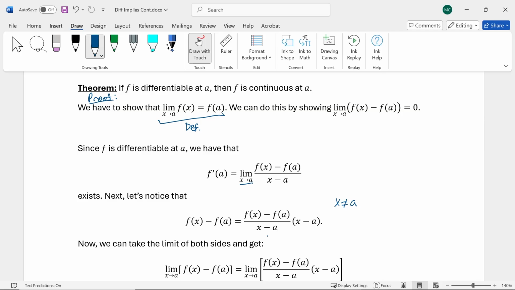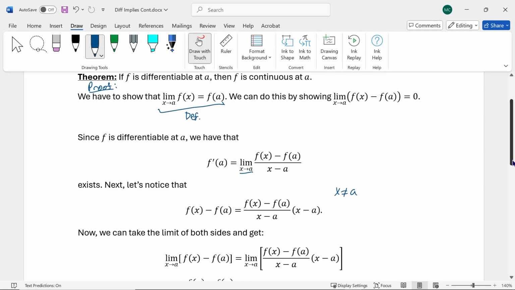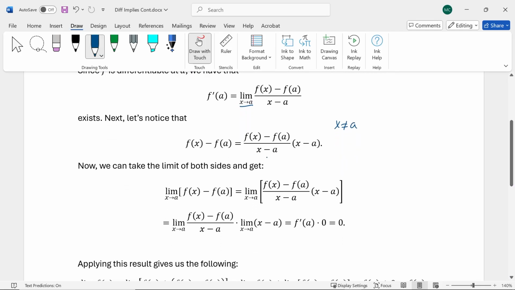Okay, so since we have this expression is equal, we can take limits of both sides of the expression, and we should get the same thing. So if we take the limit of the left-hand side, the limit as x goes to a of f of x minus f of a, is going to be equal to the limit as x goes to a of this right-hand side, f of x minus f of a over x minus a times x minus a. Now, we should recall from our limit laws that if we have a product between two functions, and each of those functions' limits exist, we can split up the limit on that product. And so that's what we've done here.